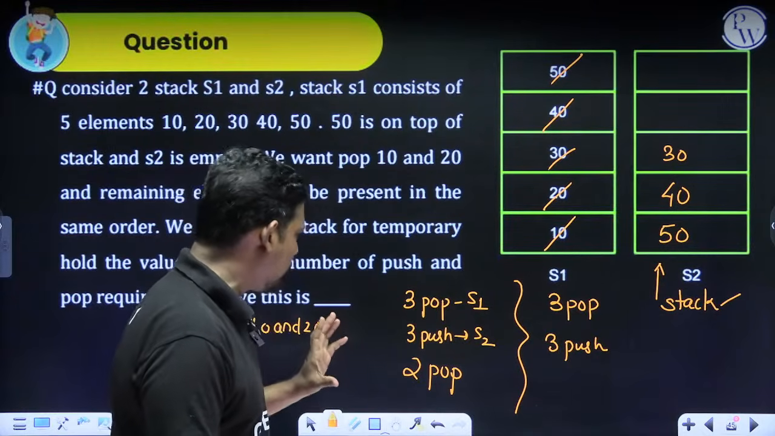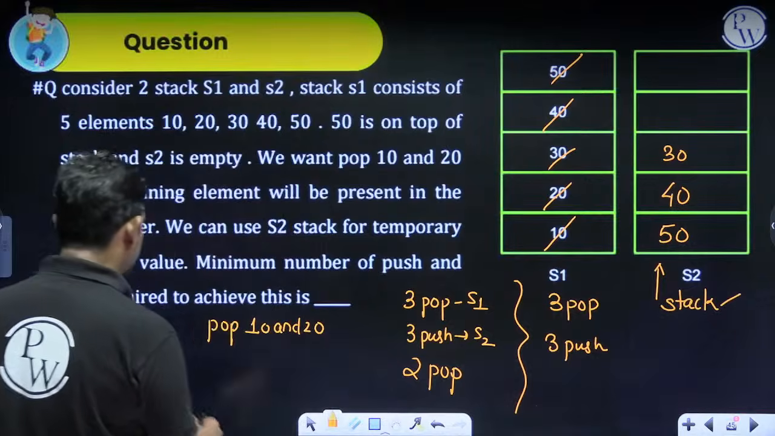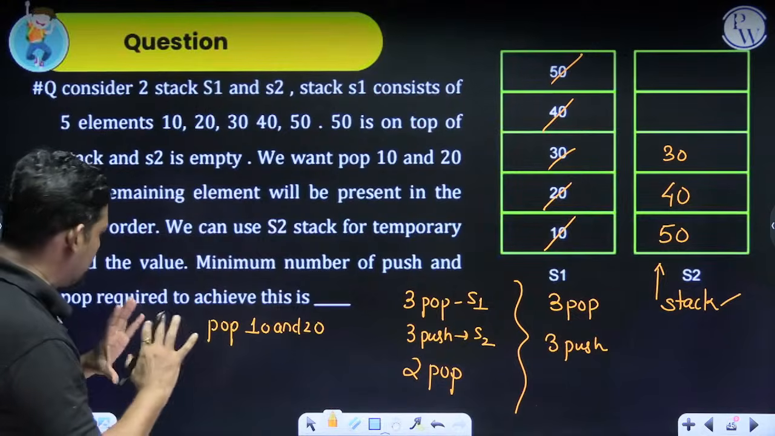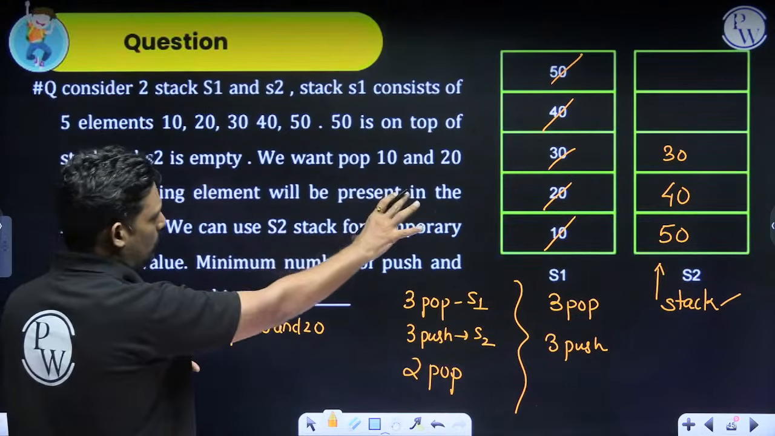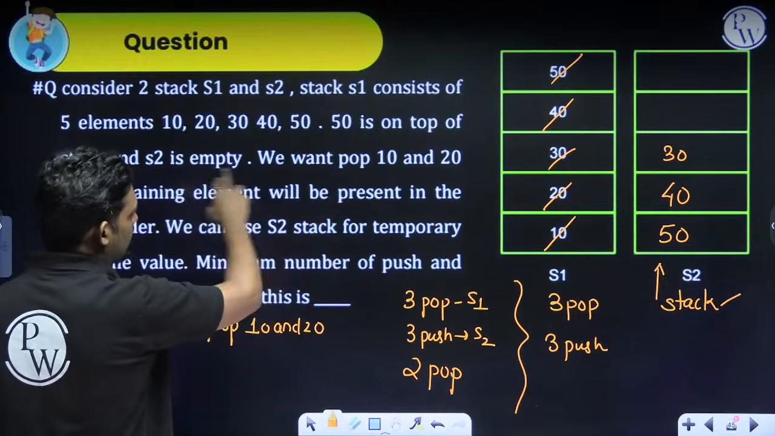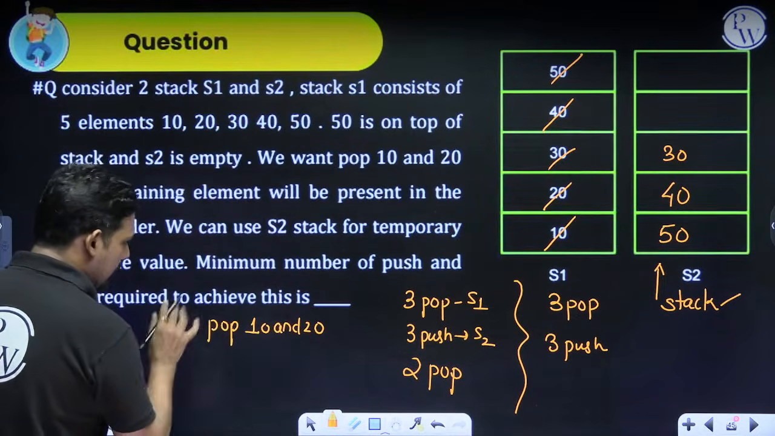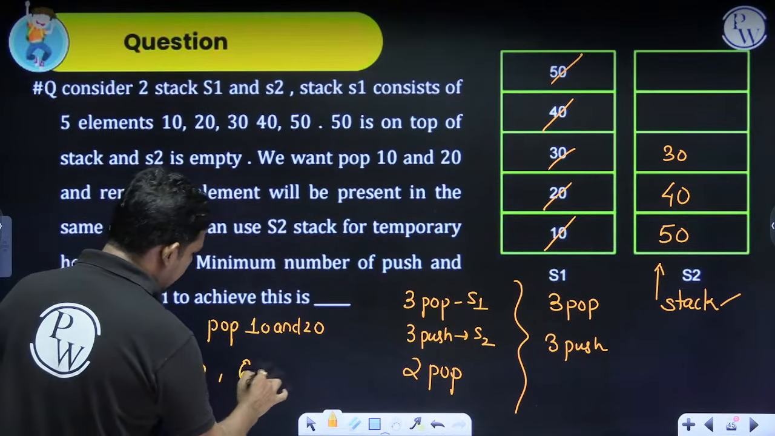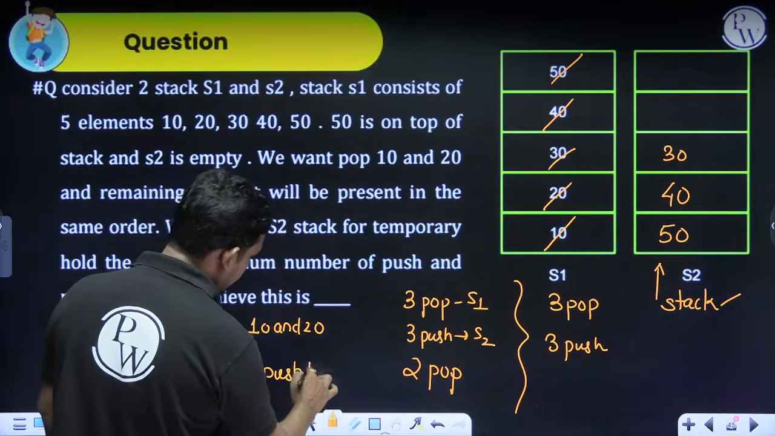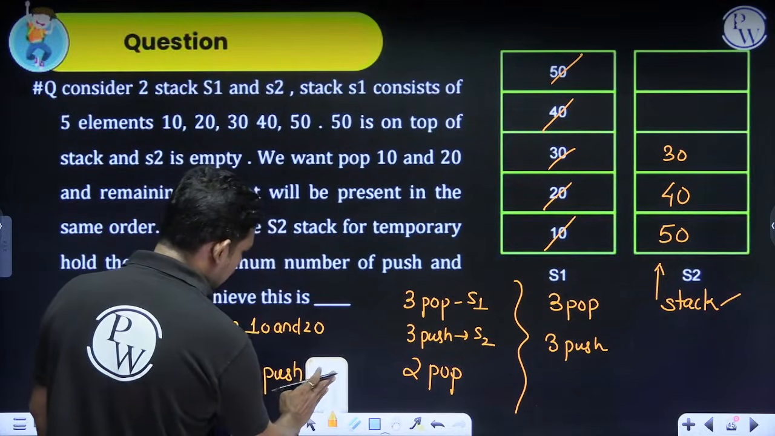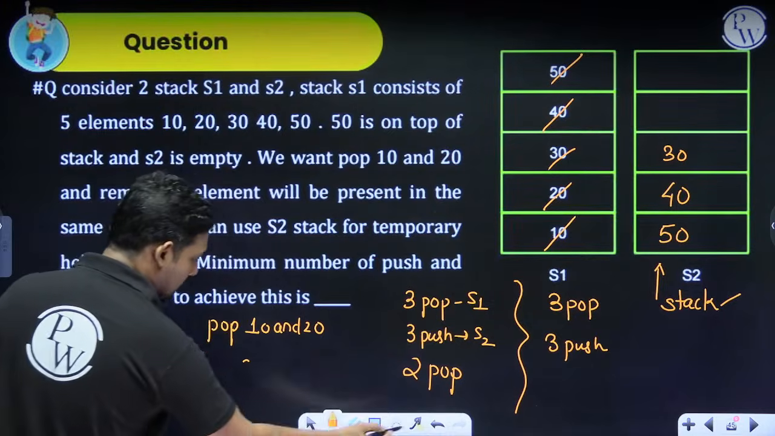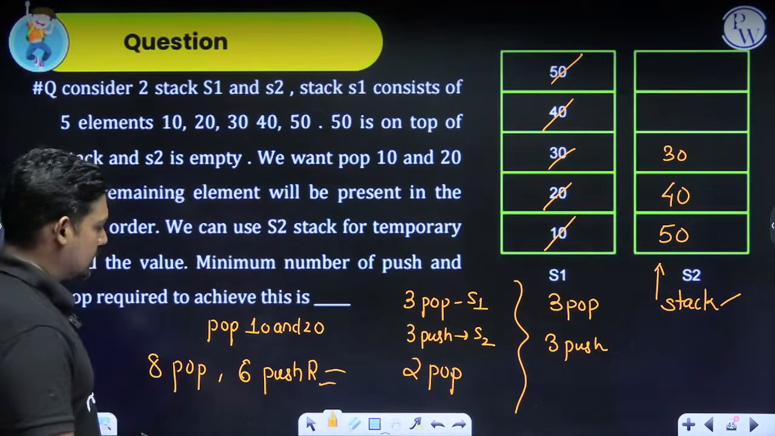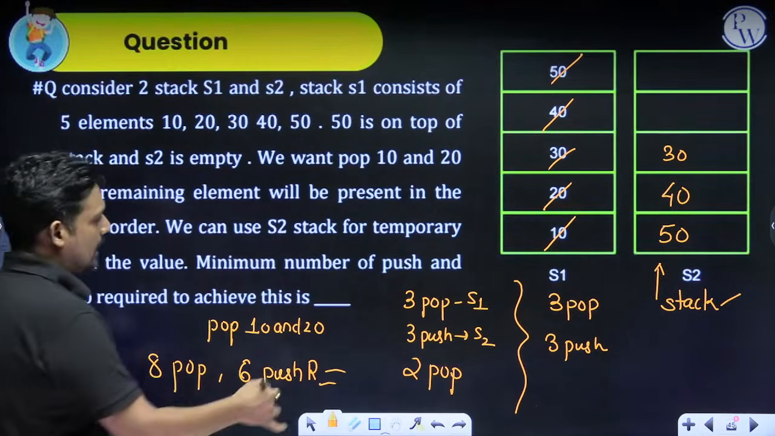If you talk about push and pop, the total is 8 pops and 6 pushes. This is the minimum number of push and pop required to achieve this. If you know any other way to achieve this configuration, with the same order, let me know. But I find that a total of 8 pops and 6 pushes are needed. So I'll go with 14: 8 and 6, that is 14, is the correct answer.